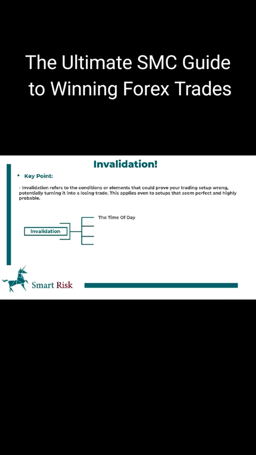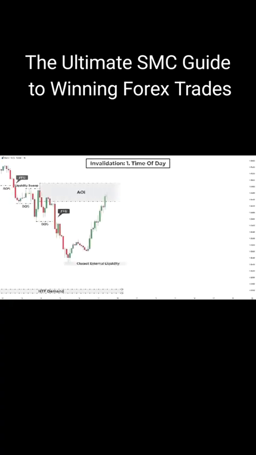So, what factors can cause the invalidation of a trade? Let's start with the first and perhaps most critical factor: 1. The time of day. Imagine you've spotted a flawless setup. Everything aligns perfectly with your trading plan, offering a high probability of success. The price is approaching your point of interest, and you've set a small stop loss, making it an ideal opportunity.